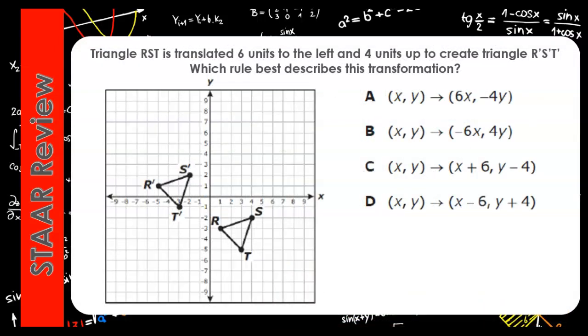All right, last one. It says triangle RST is translated 6 units to the left and 4 units up to create triangle RST prime. Which rule best describes this transformation? And the answer here is D. If we are going 6 units to the left, we are doing x minus 6, and then 4 units up is y plus 4. So D is correct here.